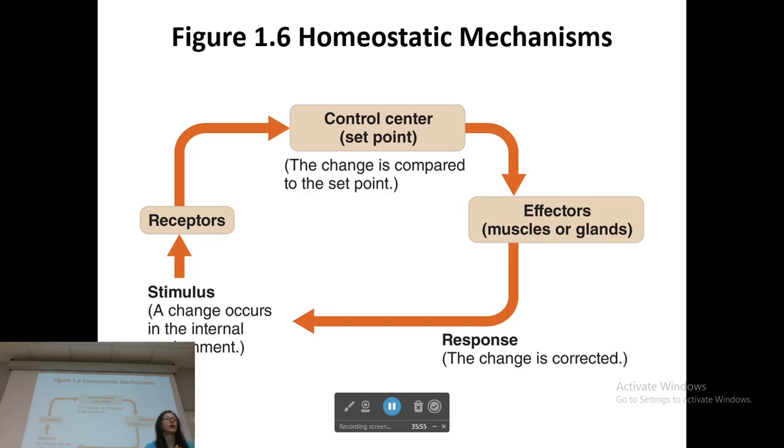When you get cold, you start shivering, right? And it lets you know, I need to put a jacket on or something like that to help keep my body stable, okay? So the effectors are the muscles or glands, and then you have that response. It brings it back to the set point, and then the receptors are going to detect that. Oh, I'm back at set point, and everything's okay, and I can relax.